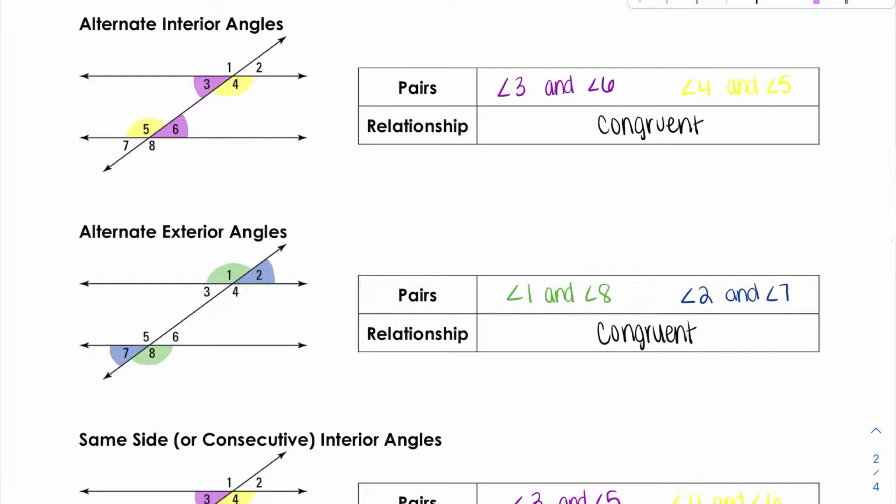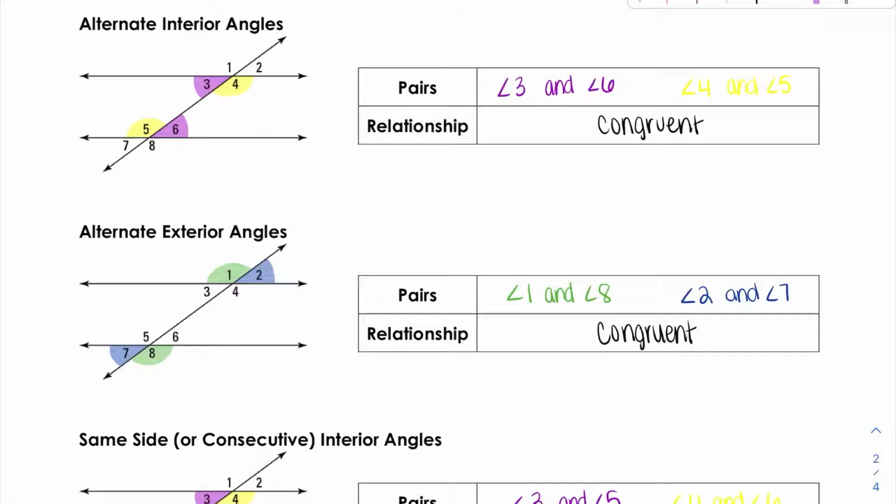Next, alternate interior angles. Alternate interior angles are angles that are on opposite or alternate sides of the transversal, and they are both inside the parallel lines. You have two pairs of alternate interior angles, and that is 3 and 6 and 4 and 5. The relationship for alternate interior angles is that the two angles in each pair are congruent.